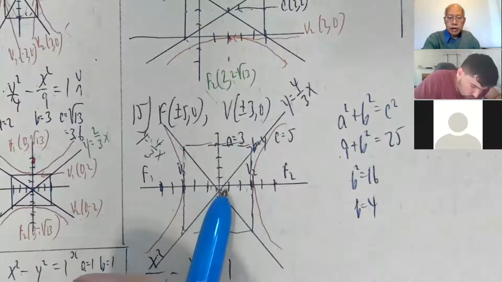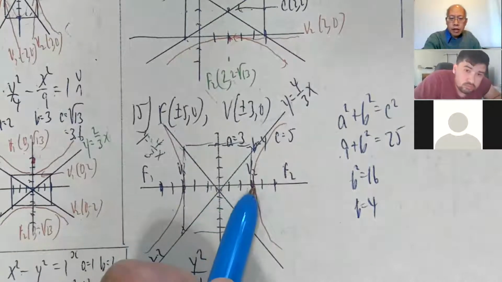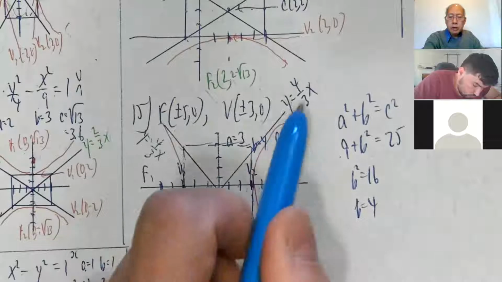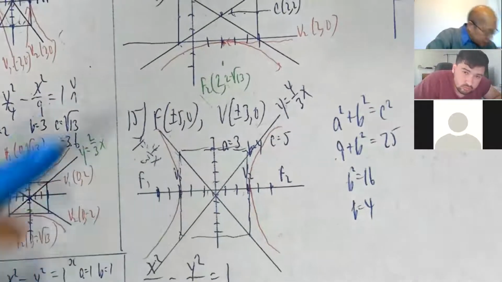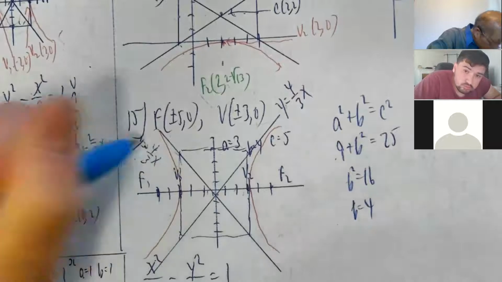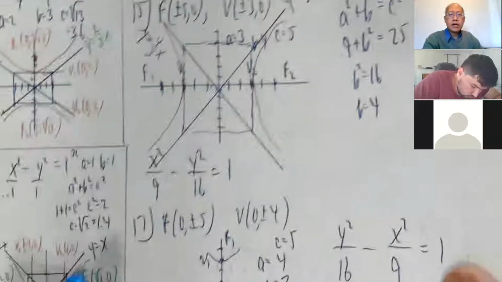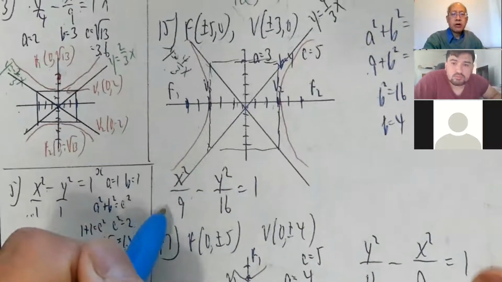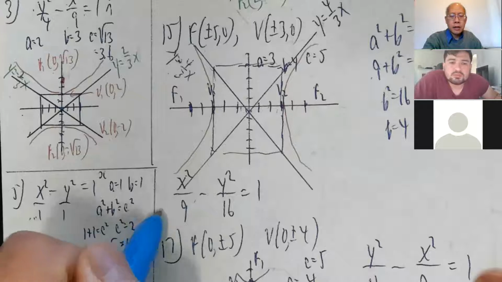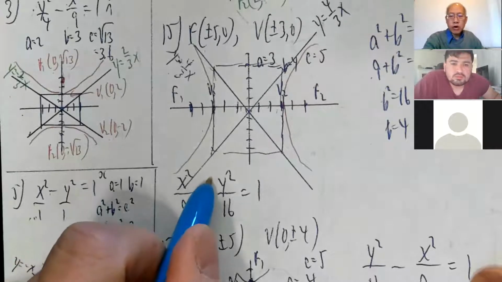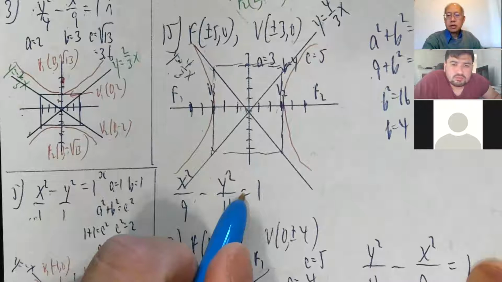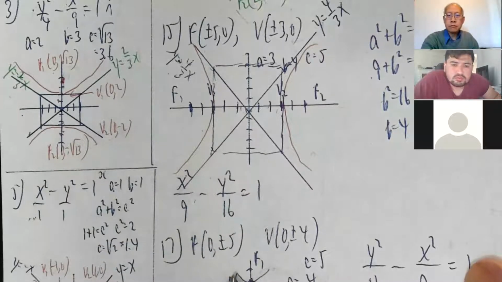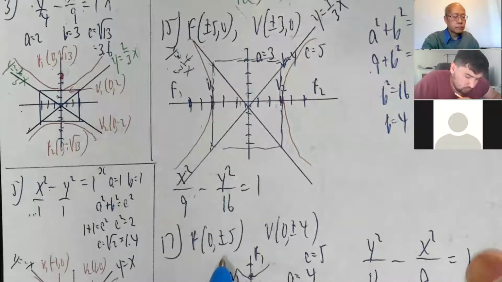Okay. Rise over the run. 1, 2, 3 to the right. 1, 2, 3, 4 up. So y is 4/3 x. y is negative 4/3 x. Should be a negative there. I'm not sure you can see it. And now the equation. x squared over a squared, x squared over 9, minus y squared over b squared, 16, is equal to 1. And there we go.